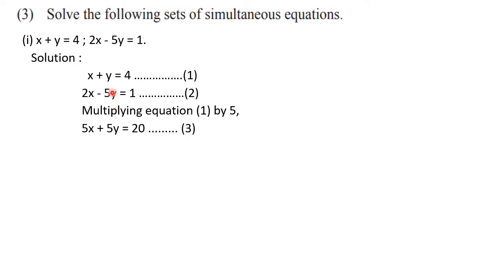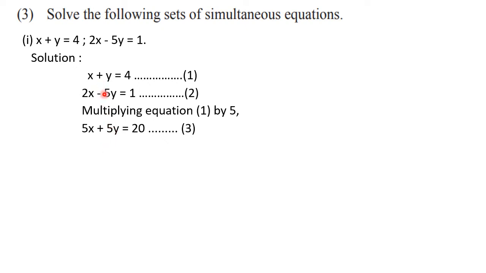Okay, so now see, both the coefficients are equal. They are having opposite signs. So if I add equations 2 and 3, the variable y will be eliminated. Minus 5y and plus 5y will get cancelled. Okay, so if the signs are opposite, you will go for addition. If the signs are same, you will go for subtraction.